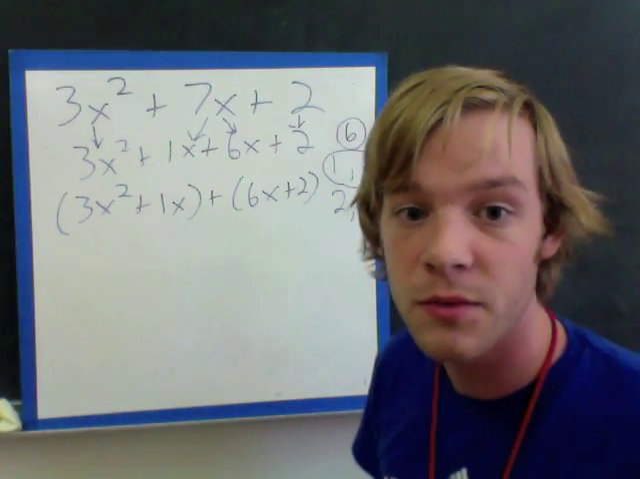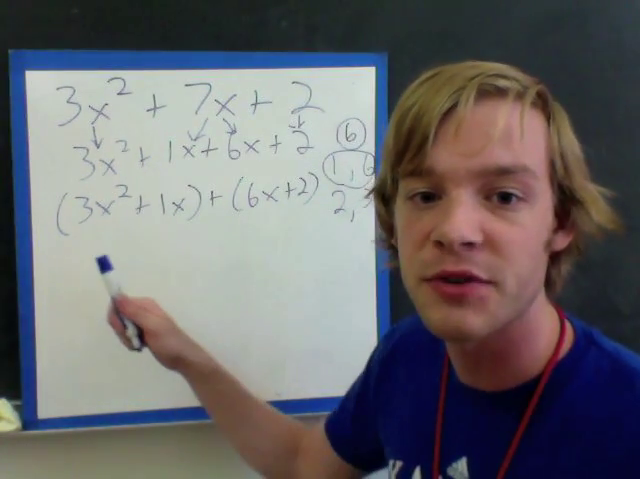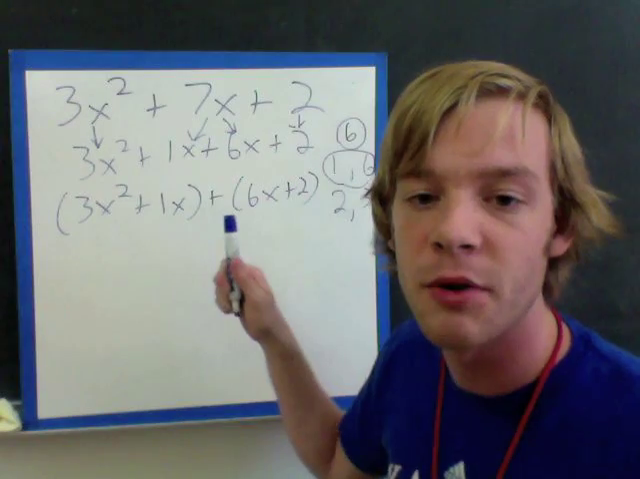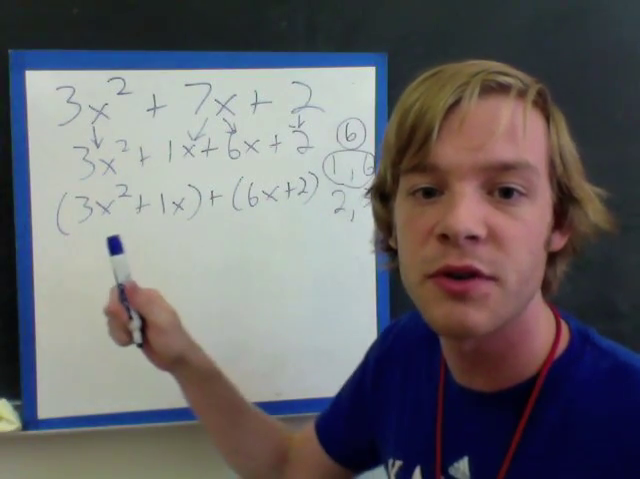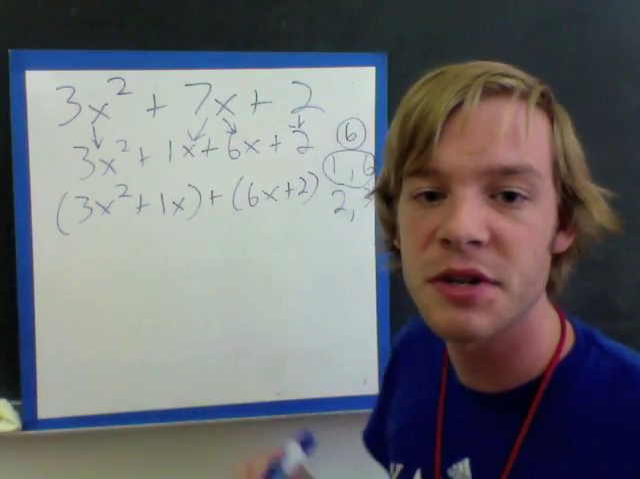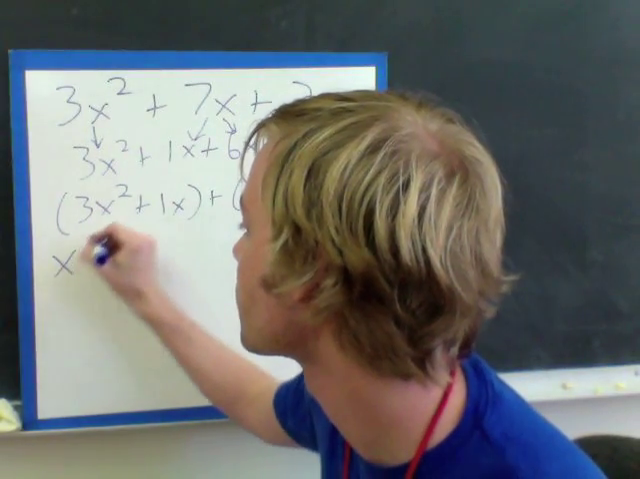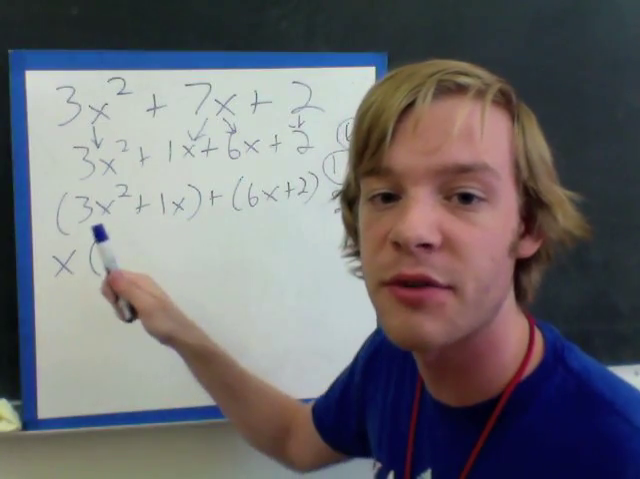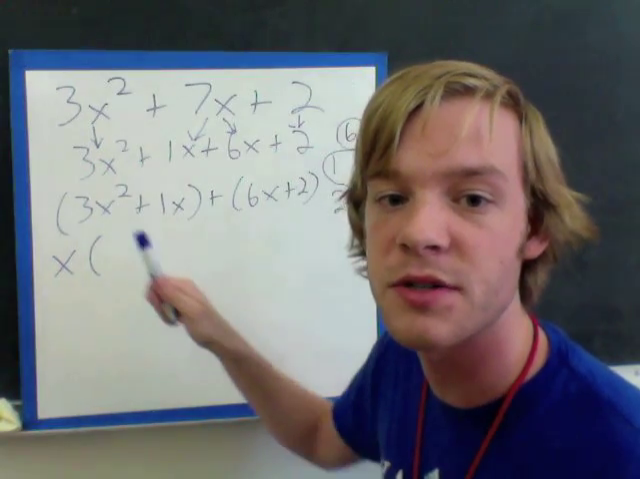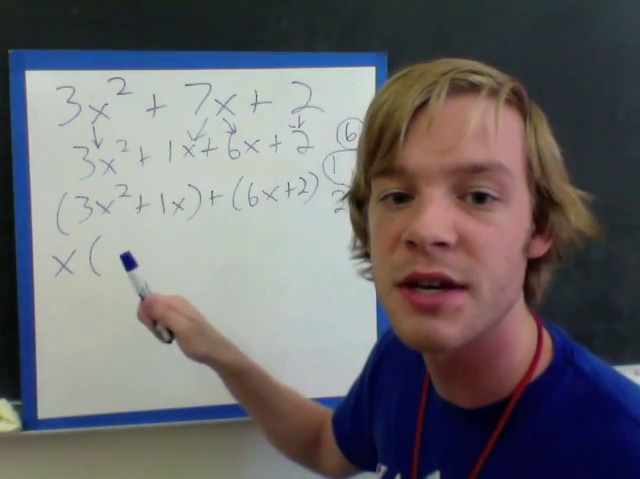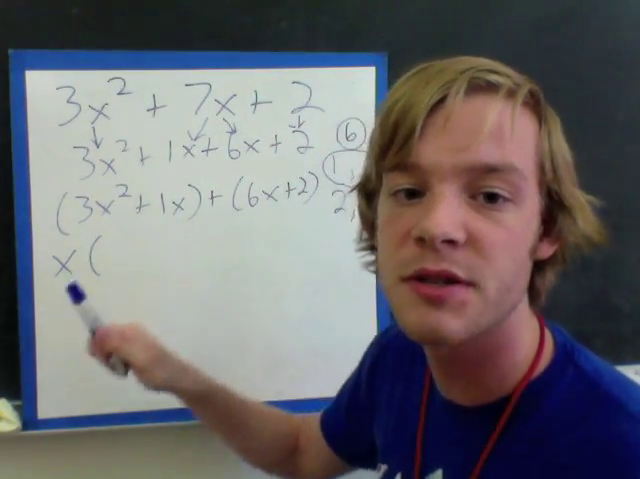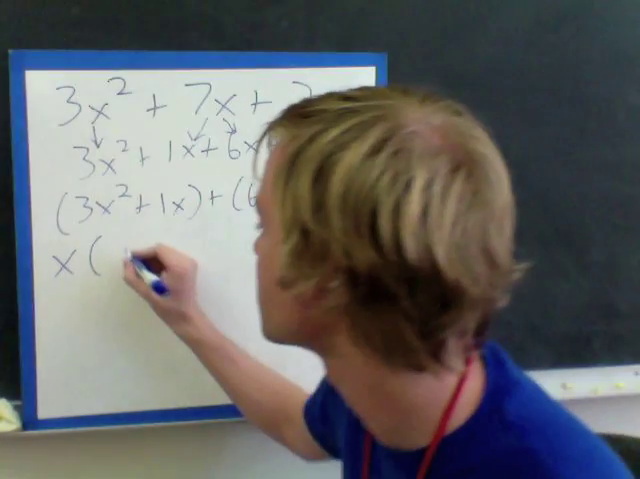From here, we continue by factoring out a common term between both of the terms that are in the parentheses. So if you notice this first parentheses here, we can factor out an x. And when we do that, we're going to get 3x plus 1, because 3x squared divided by x is 3x, and 1x divided by x is 1.